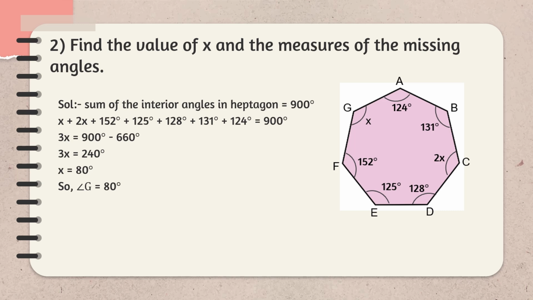So what will be your angle C? 2 into 80, 160 degrees. So this is how you find out the missing angles. And in order to do that, you need to have the knowledge of the angle sum property, that is the sum of the interior angles of any polygon. Right? Without this knowledge, you won't be able to do it.